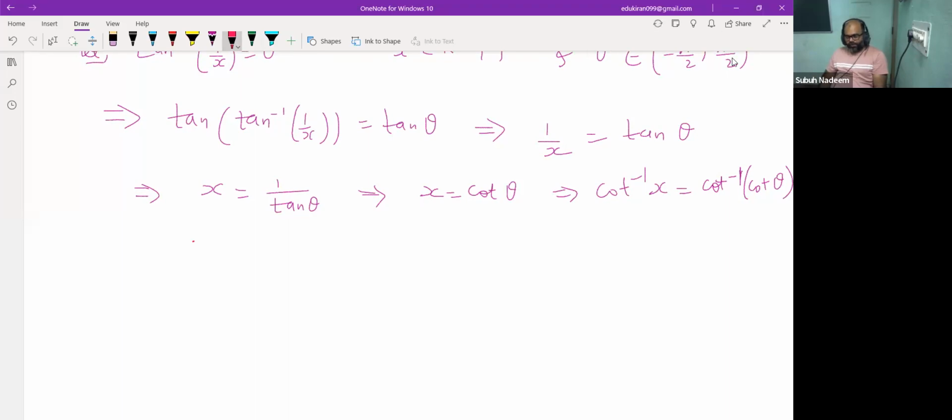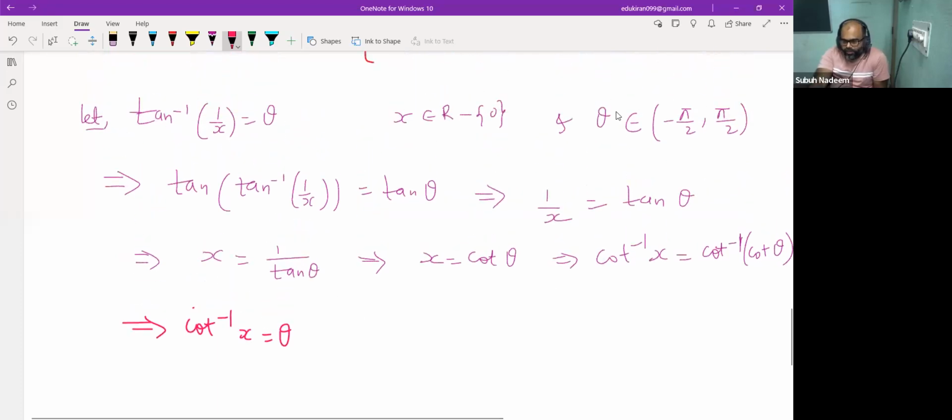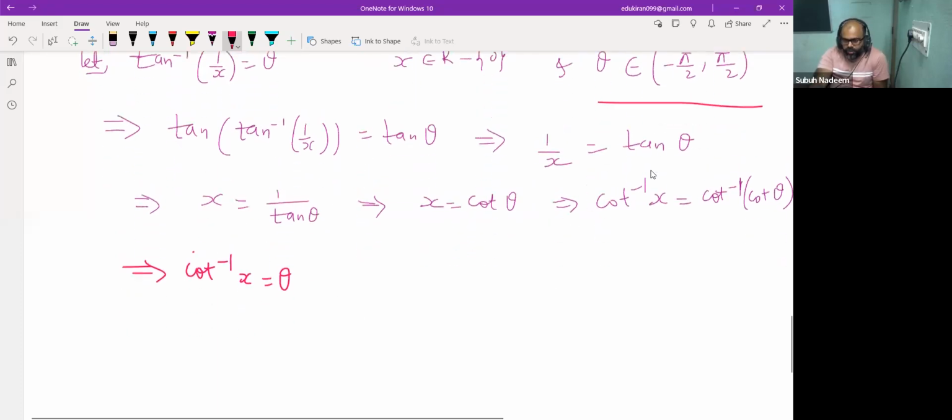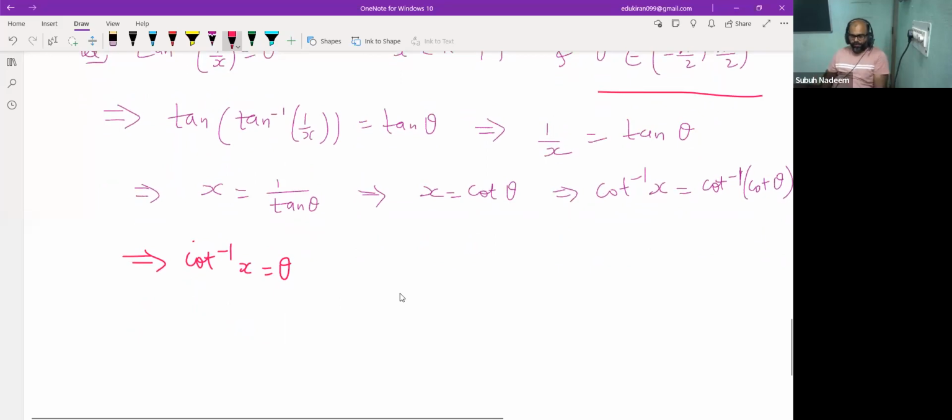So if you see, cot inverse cot theta is there. Can cot inverse and cot cancel here, and it becomes cot inverse x is equal to theta? Yes, if this theta is in the principal value range of cot. But what is theta? Theta is between minus pi by 2 to pi by 2. Is it the principal value range of cot? No. The principal value range of cot is 0 to pi, so it cannot be between minus pi by 2 to pi by 2. So now there is a clash.